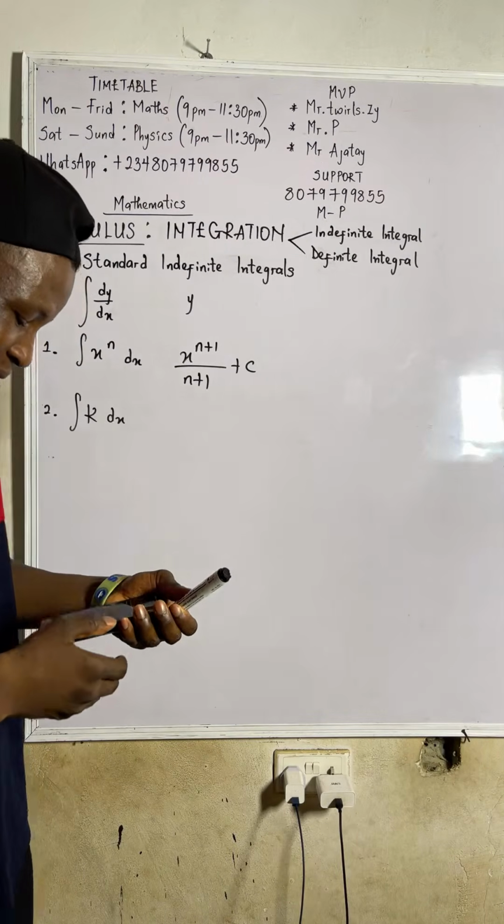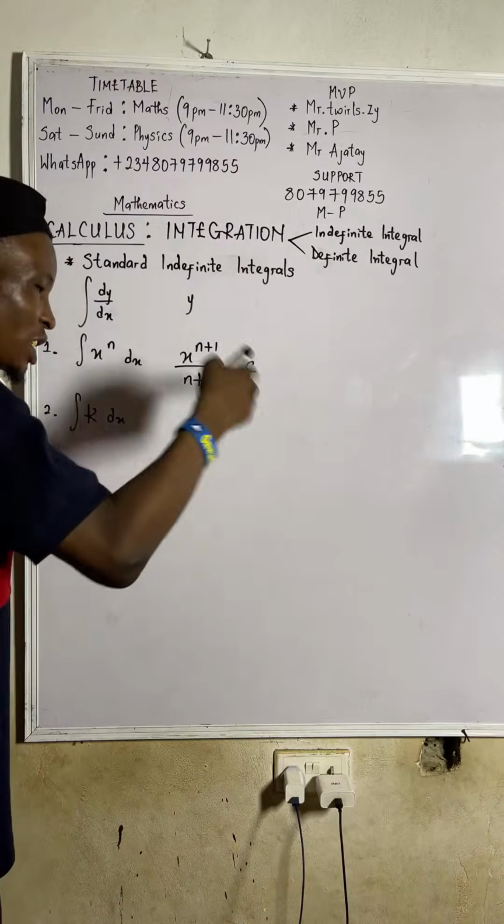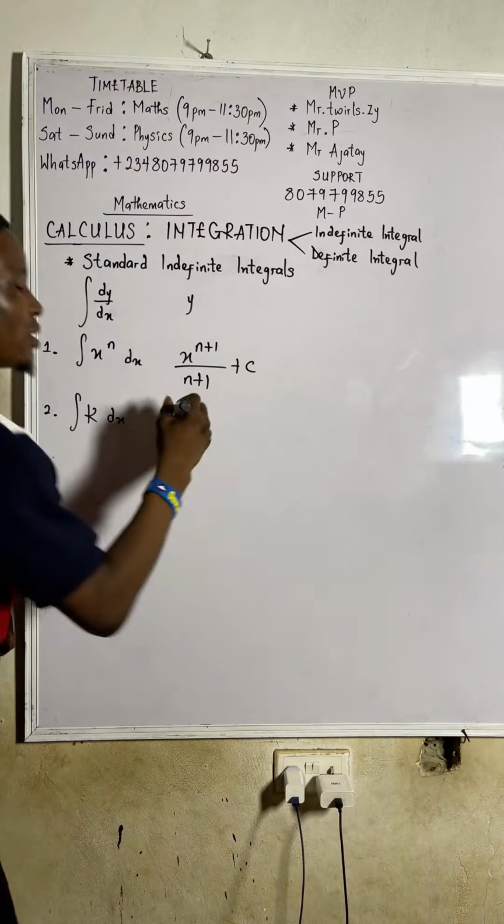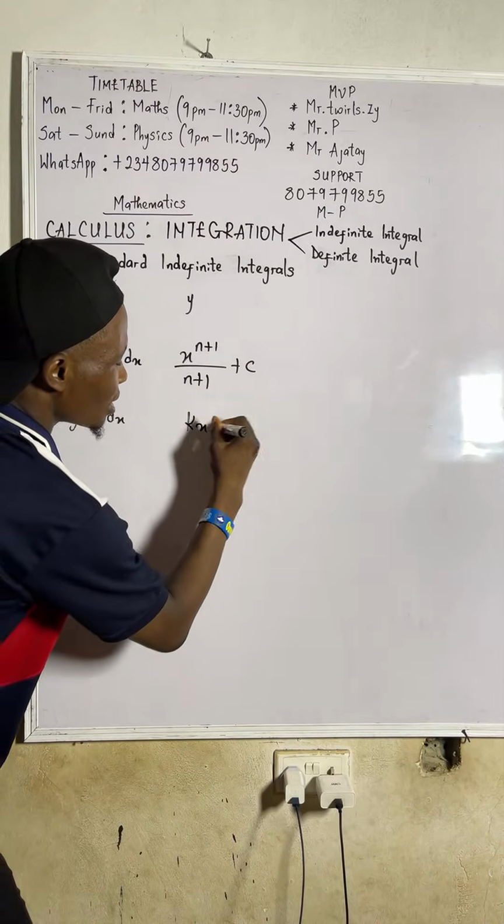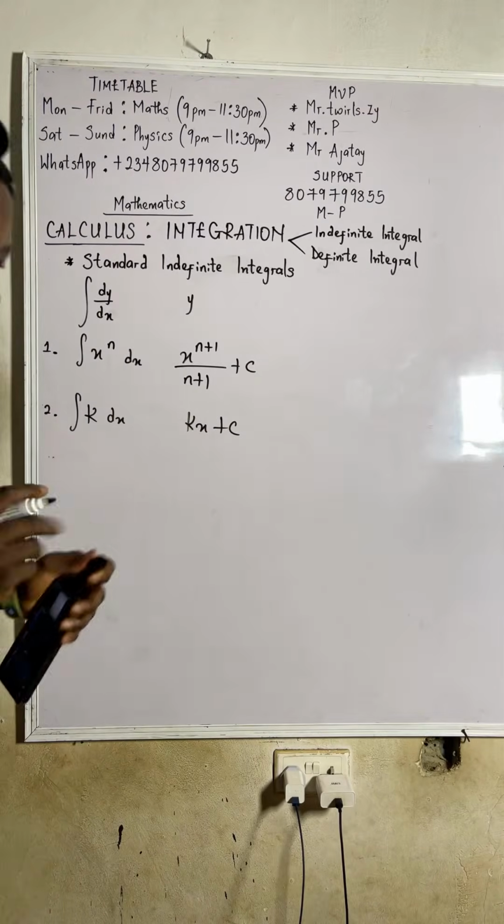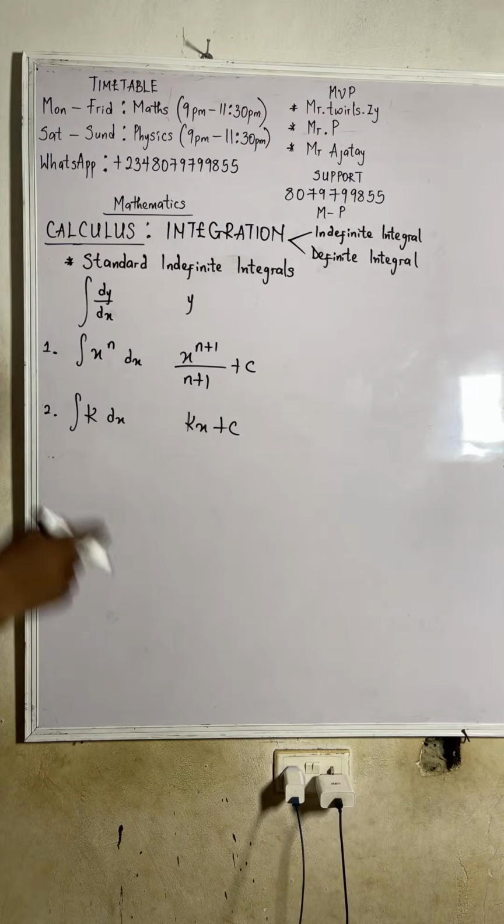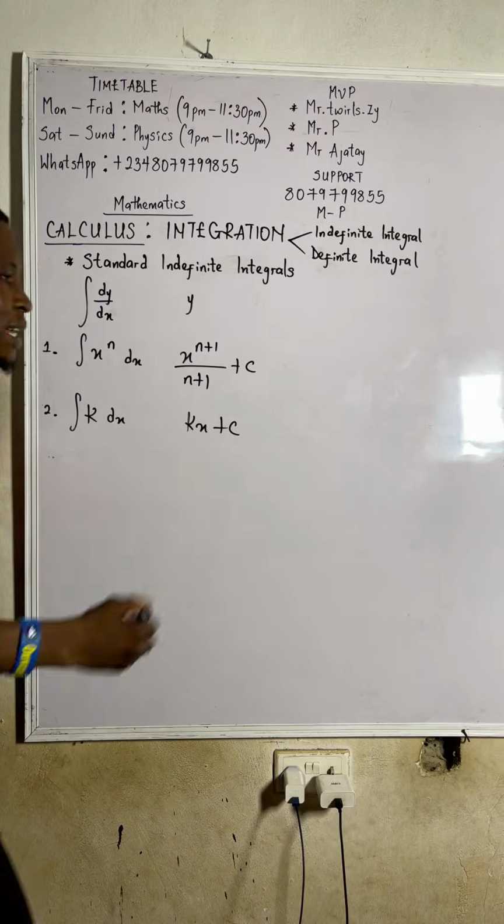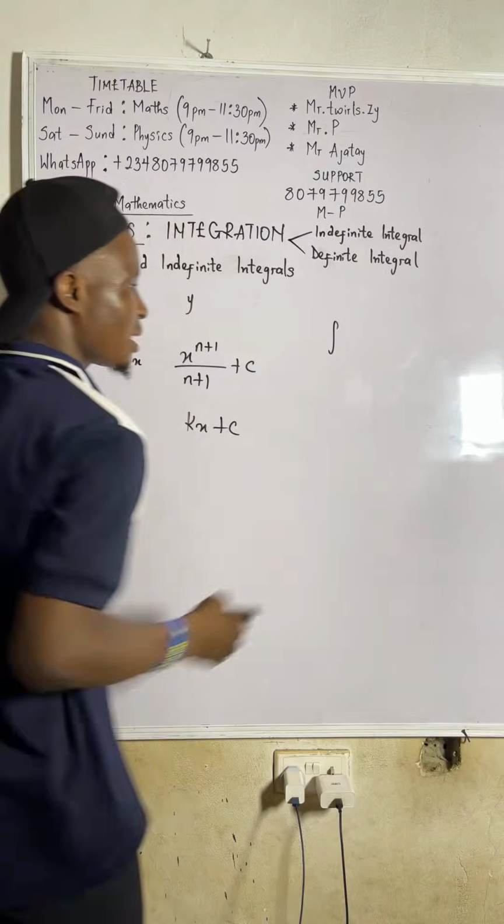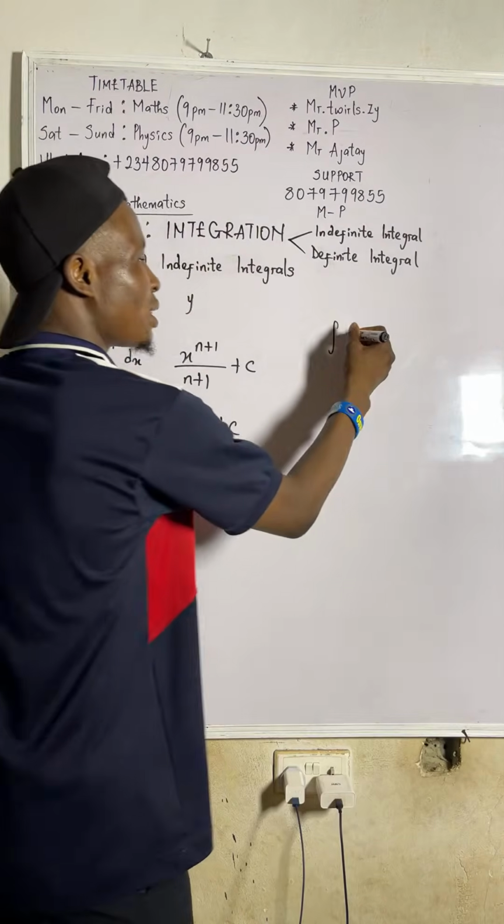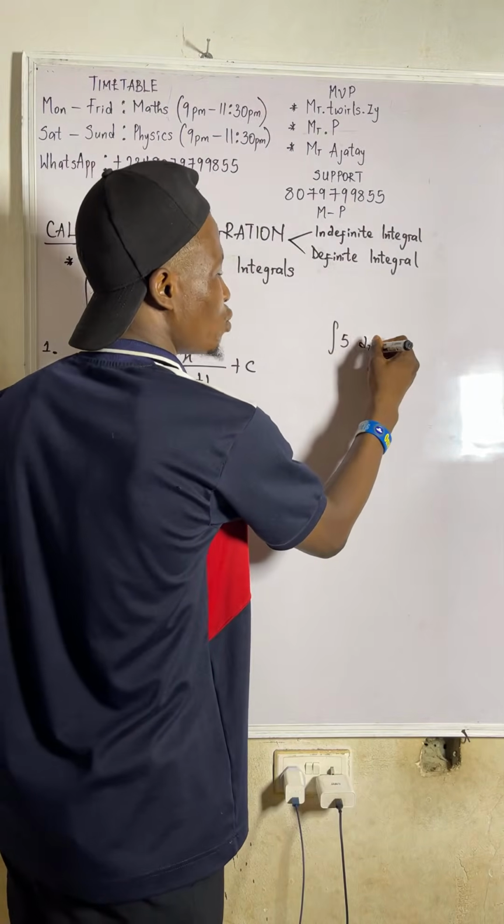So whenever you integrate a constant, differentiation is different, but in integration, whenever you integrate a constant, you have that constant with x. That is all. Now, let me give you an example. Let's say we are told to integrate the ordinary 5 with respect to dx.